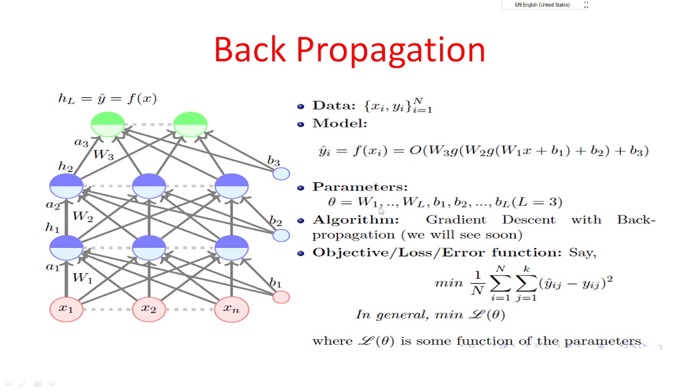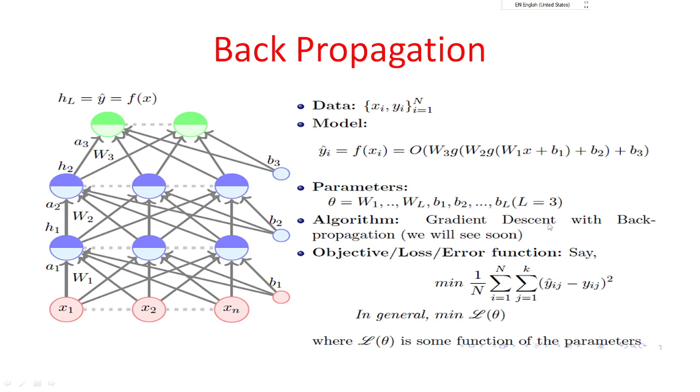The parameters will be w1, b1, w2, b2 and so on. These are all the learnable parameters, called the model parameters. What is L? L equals 3 here: 1, 2, 3. Normally we ignore the input layer because no computation is done at the input layer.